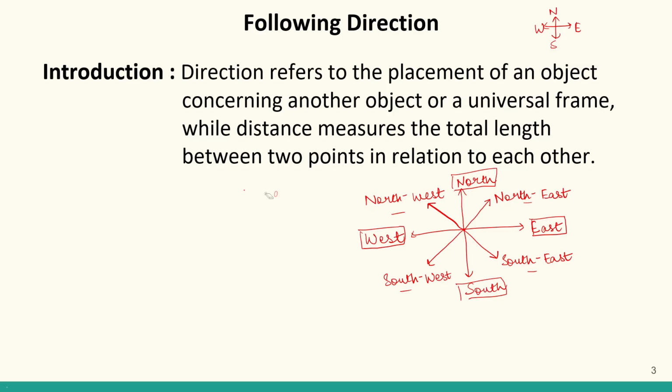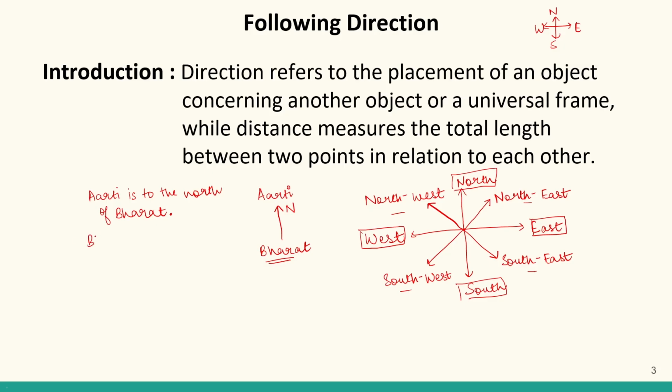Now there is another concept: how do we find a direction based on the object. For example, we have a girl named Aarti, and we have a boy named Bharat. Now if I have to write, I can say that Aarti is to the north of Bharat, right? Because if you look at this position, Aarti is in the north direction with respect to Bharat.